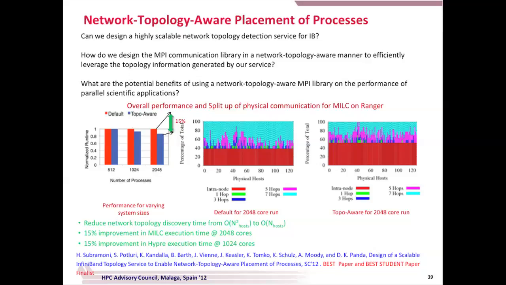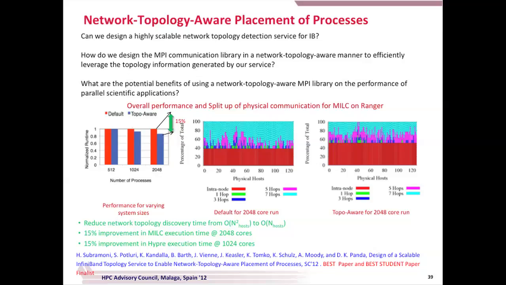This is a paper we will be presenting at SC. It is a best paper and best student paper finalist. What we have done is first design a scalable network topology detection service so that it doesn't take a lot of time, and then we do the process placement. Here you see there is a lot of data. We took some numbers on MILC, a common application, on Ranger on 2000 core and 1000 core.